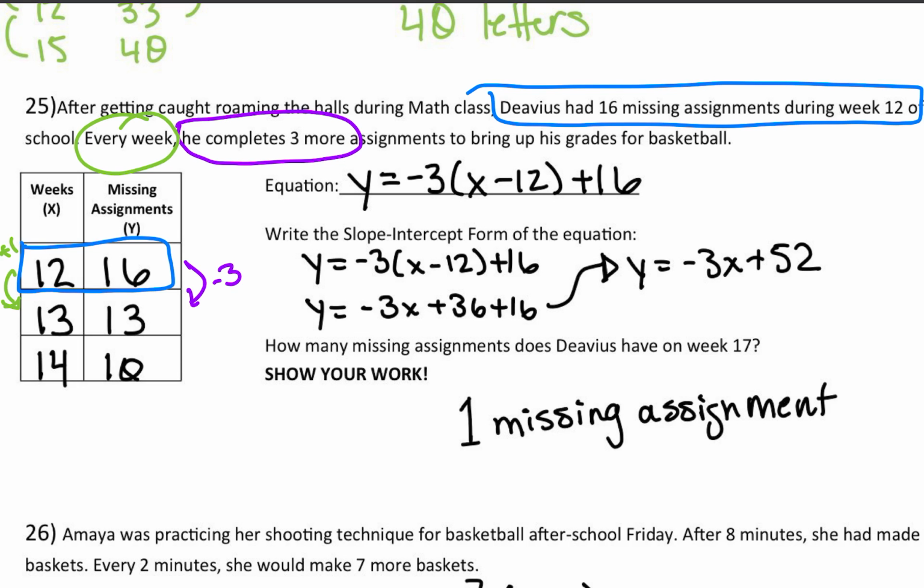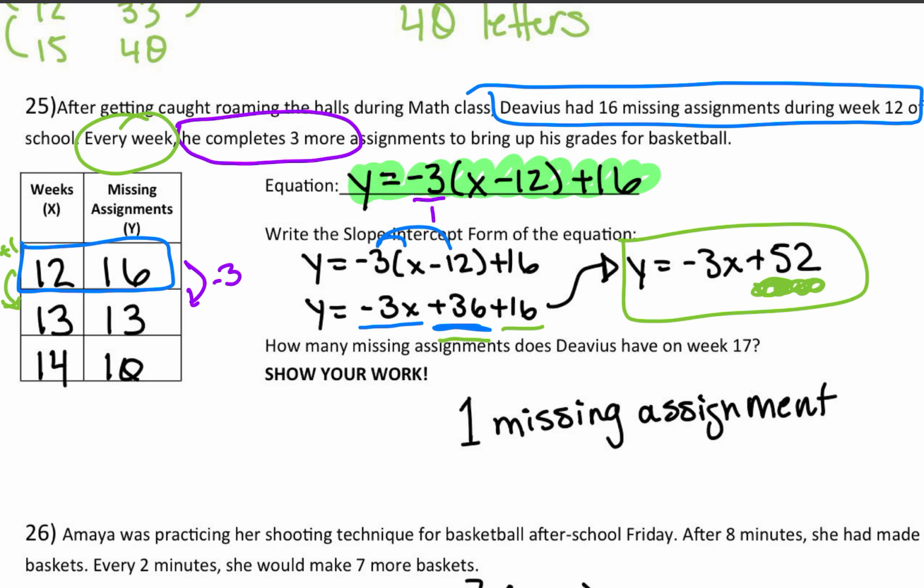So here's the point slope form of this equation. You guys are handling that really well. If you put that -3/1, I will take that. Then I took my point slope form and I distributed to figure out my slope intercept. So -3 times x is a -3x, -3 times -12 is a positive 36. 36 plus 16 gives us that positive 52 that's right here. And this is the slope-intercept form.